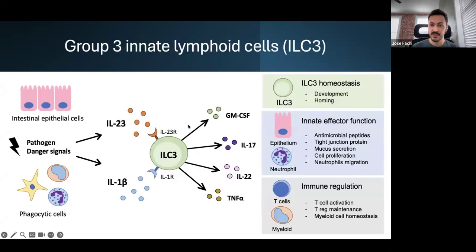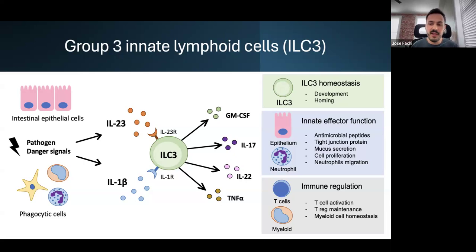Specifically about this ILC3, or group 3 innate lymphoid cells, they're mainly found in the gut mucosa. So you can have a lot of ILC3s in the small intestine and also in the colon. And they sense very well the signals from early inflammation or early danger signals, such as the cytokines IL-23 and IL-1 beta. In response to the signals, they produce Th17-type cytokines. They produce IL-22 mainly and IL-17 and other cytokines. Overall, these cytokines are very important for priming mucosal tissue function.